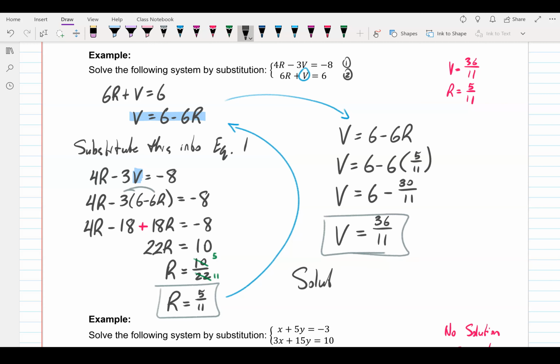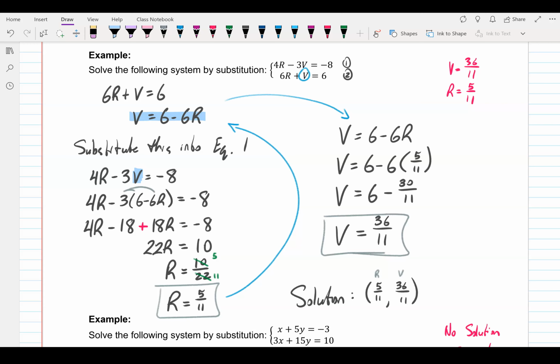So the solution, in this case, if we say that r is x and v is y, we could write down the solution is 5 over 11 and 36 over 11. If you want to put decimals for this answer, that's okay too. Notice that this would be our r, this would be our v. It's not clear which one's x and y, or r and v, which order, so it's okay. And the decimals for this would be 0.4545454 for the first one, and the next one would be 3.27272727. So the fractions are better.